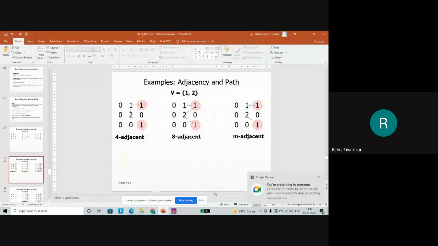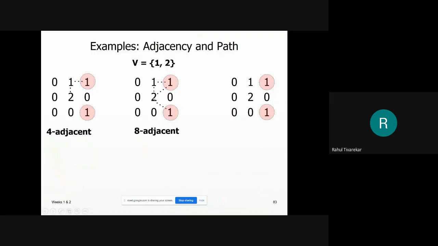My question was this: whether these two pixels are 8 adjacent or not. Reply within 2 minutes or leave. This pixel and this pixel. This is pixel P and this is pixel Q. Whether these two pixels are 8 adjacent or not.